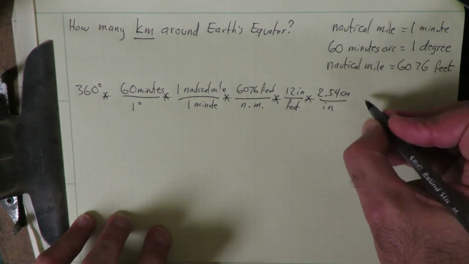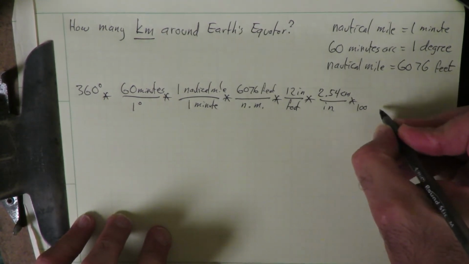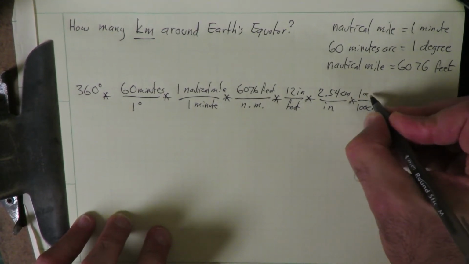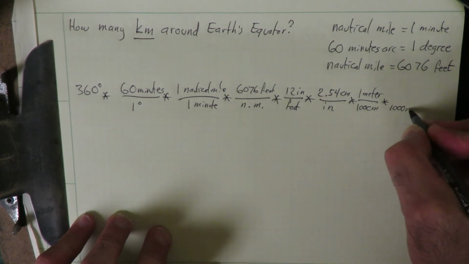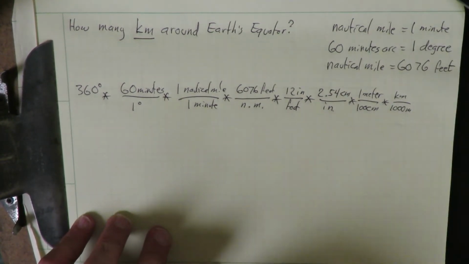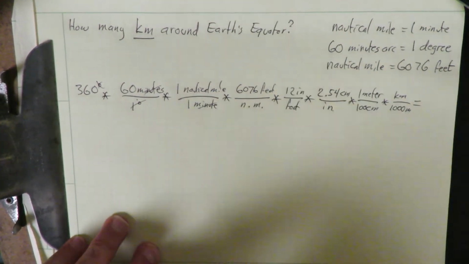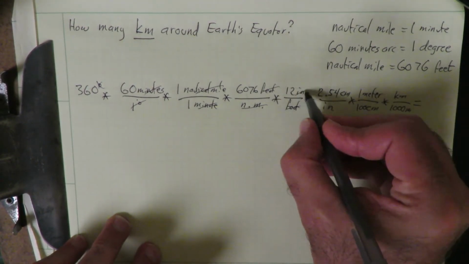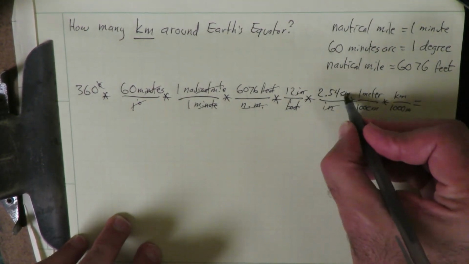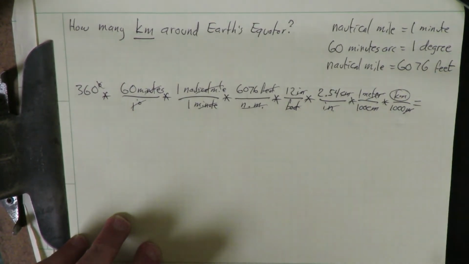And finally, we'll finish up here with, let's see, 100 centimeters is 1 meter, and then 1,000 meters per kilometer. That's enough factors, and that should get us where we want to be. So, degrees cancel, minutes cancel, nautical miles cancel, feet cancel, inches cancel, centimeters cancel, and meters cancel. And it leaves us with kilometers, so we're good.